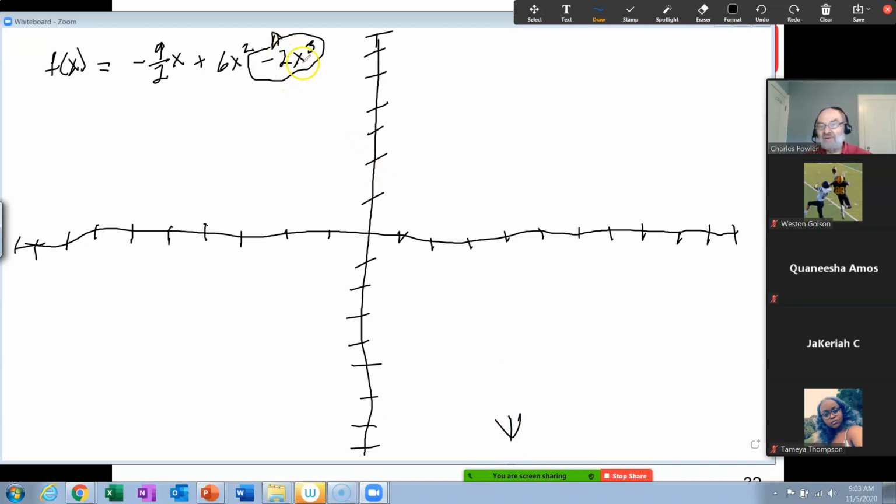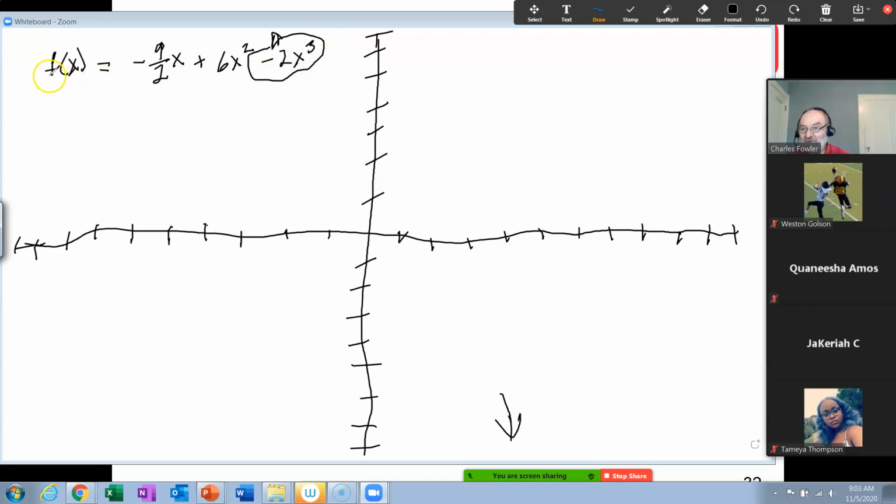Pick a fairly large positive number like 10. 10 cubed is 1,000. Negative 2 times 1,000 is negative 2,000. Yep, that's on its way down. Okay, way down. So there's our end behavior. We've got that. What do we do next? Well, the next step is to find the zeros of the function.